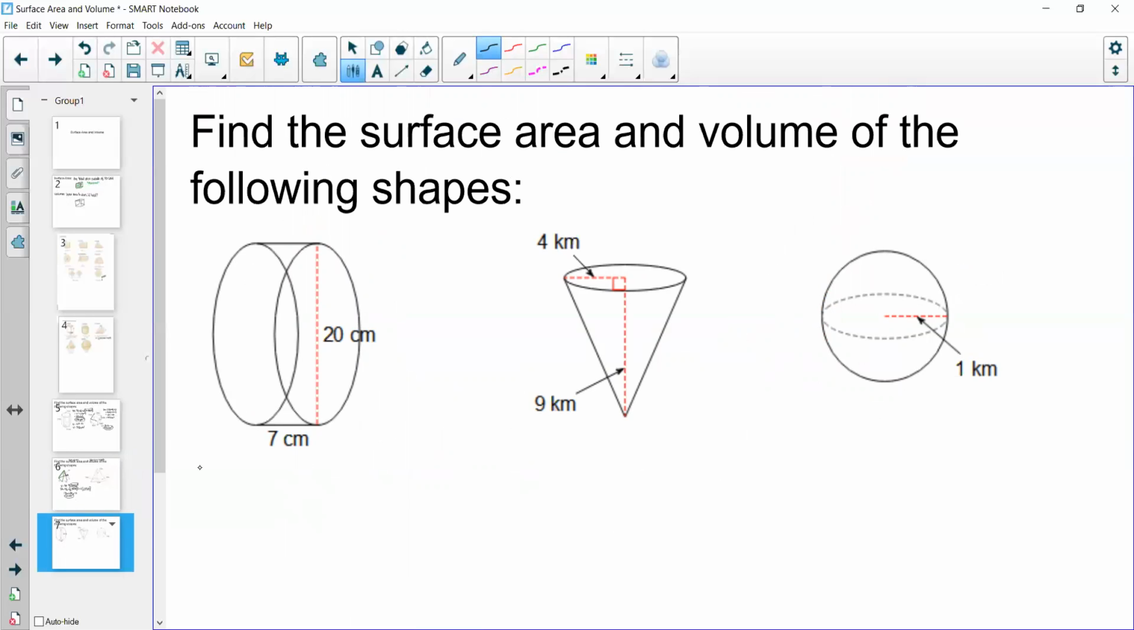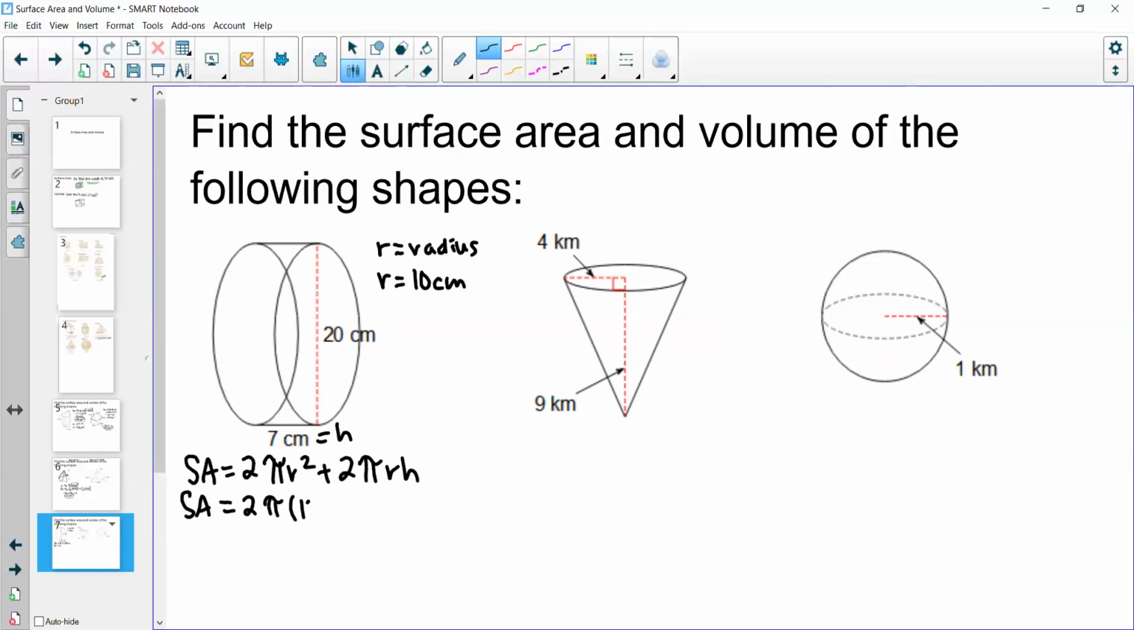Let's start there. To do that, our surface area equation here is 2 pi r squared plus 2 pi r times the height. When we talk about this reference of r, that's our radius. And remember that our radius is actually half the distance across the circle. So if the whole distance across the circle is 20, in our problem, the radius is actually going to be 10 centimeters. So to find our surface area, our 7 here is our height, and our radius is 10. So we've got 2 pi times 10 squared plus 2 pi times 10 times 7.